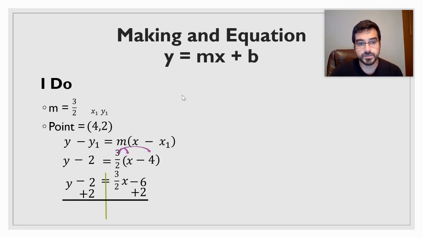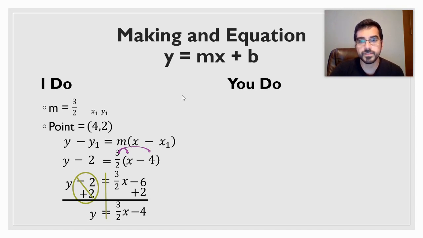Draw my line. So I know negative 2 plus 2, that's 0 pair. They cancel out. So all I have left on my left side is my y. So y equals, I haven't done anything to the 3 over 2 x, so I'm going to bring that down. Negative 6 plus 2 would give me negative 4. And that's my equation: y equals 3 over 2 x minus 4. Now you go ahead and try to find the equation for this one.